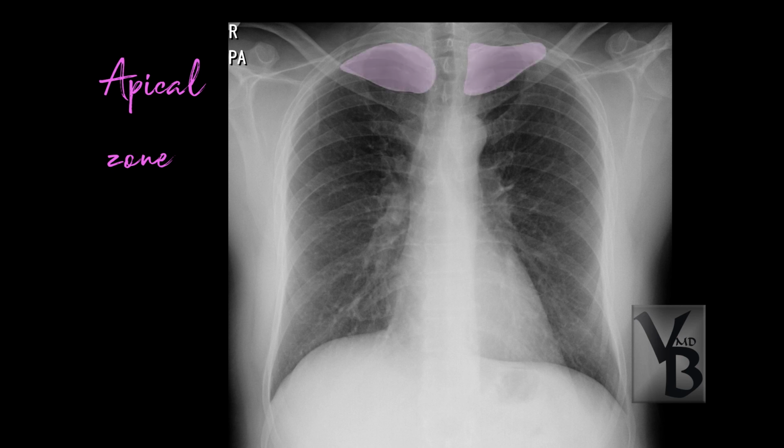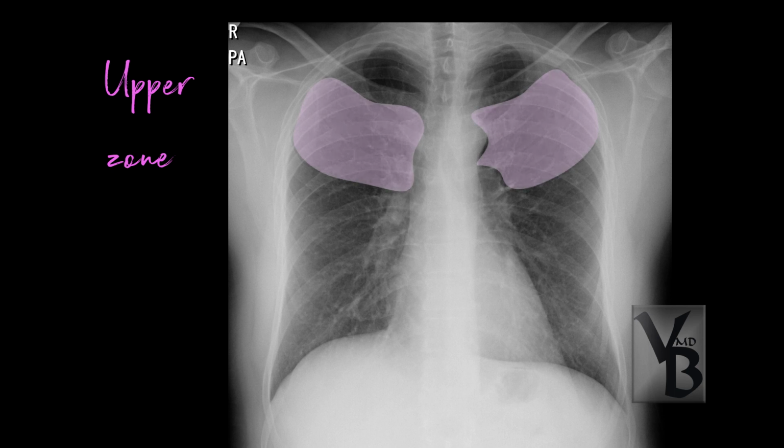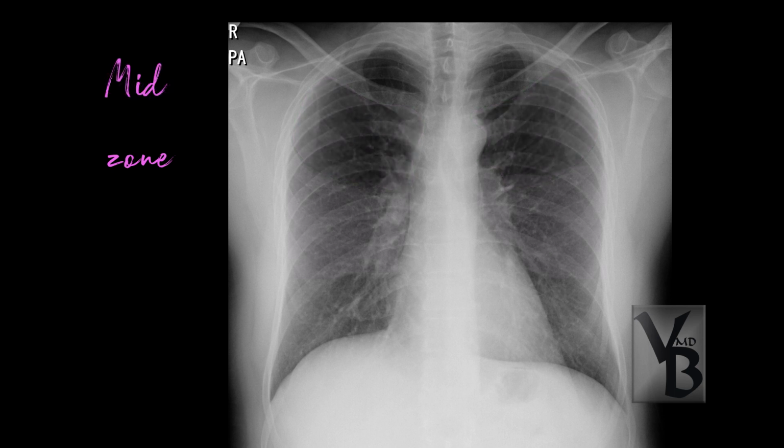Apical zone is the area of the lung above the clavicle. Upper zone is the area below the clavicle, stopping short of the hilum. Mid zone is the area corresponding to the hilum, and the lower zone is the area below the hilum.